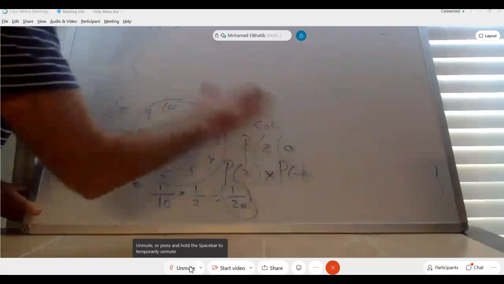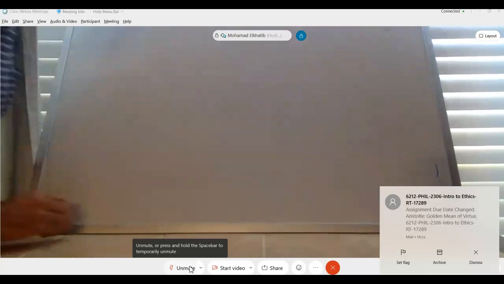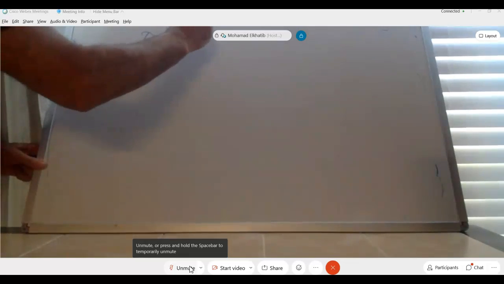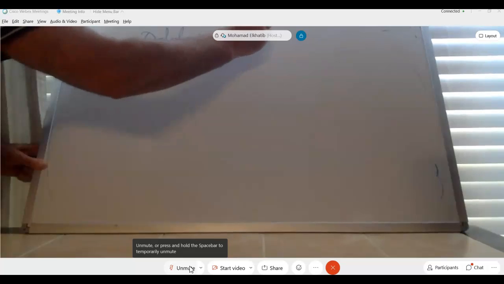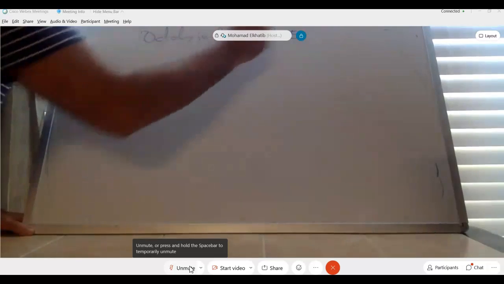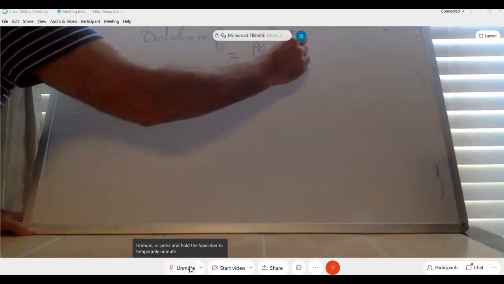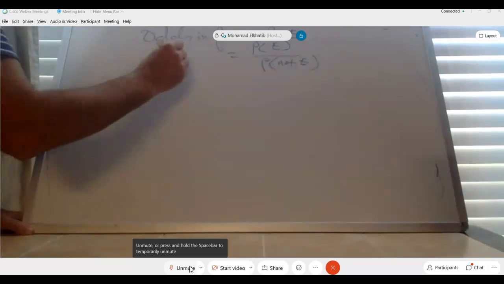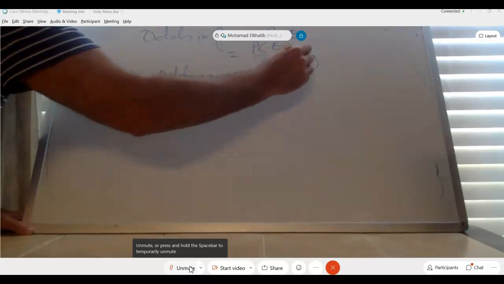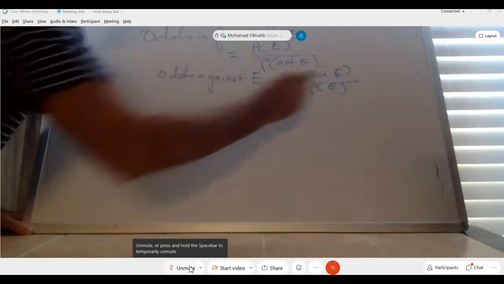We're gonna learn odds, which is a little different than probability, okay? All right, so the formula is this. Odds in favor of, let's say, event E equals probability of E over probability of not E. Odds against E, you just flip it: probability of not E over probability of E.